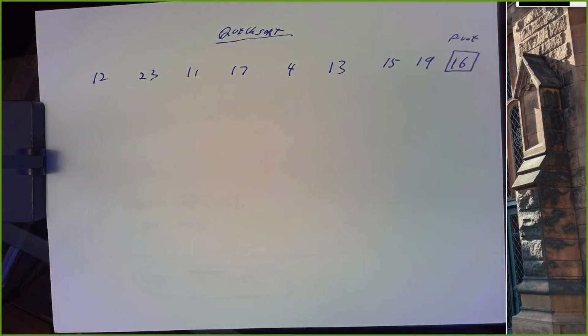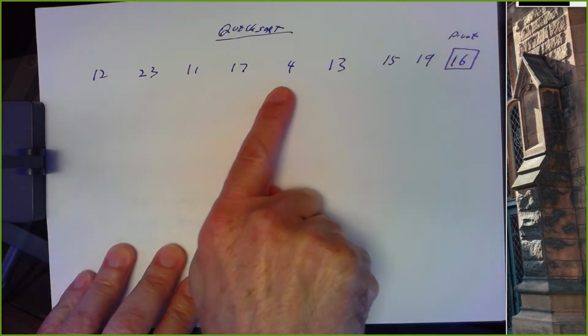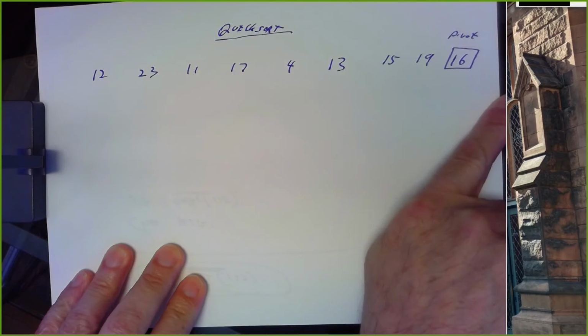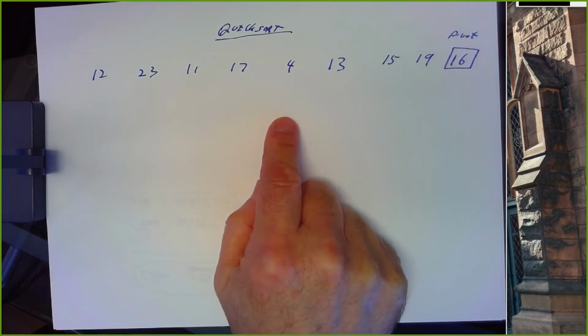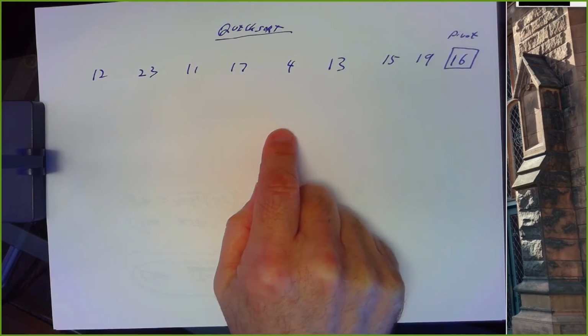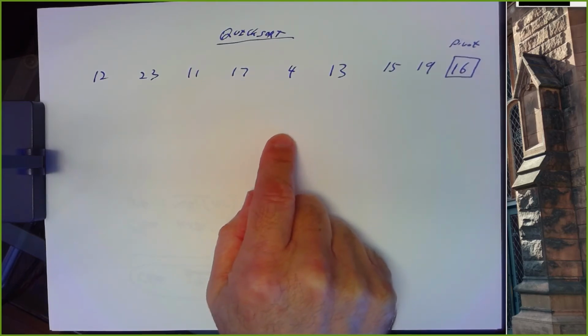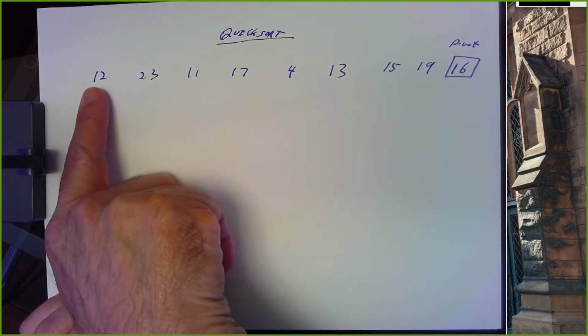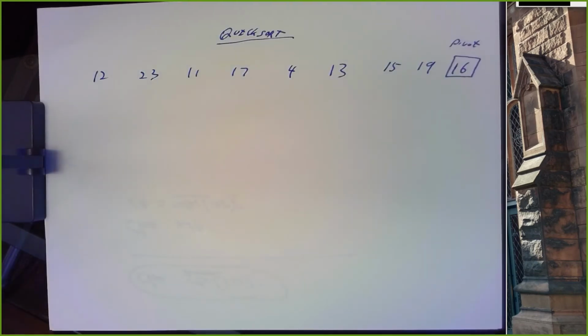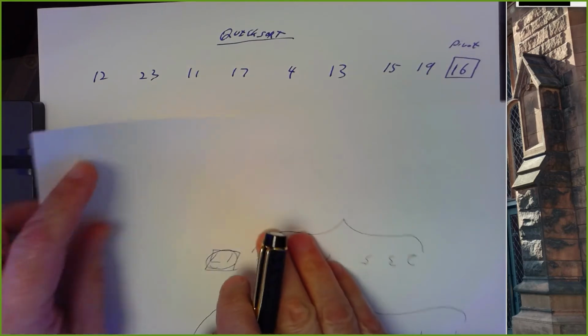And if we do that, if we find that everything to the left of 16 is smaller and everything to the right is bigger, that means 16 is in its proper final spot when the whole sort finishes. So for example, when this thing is finally sorted, let me cheat here and just look ahead.